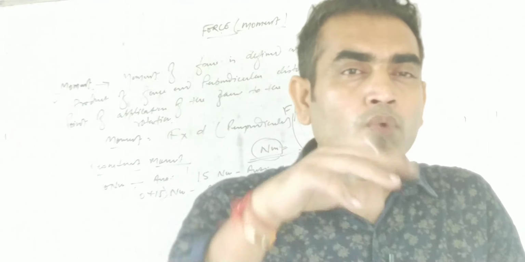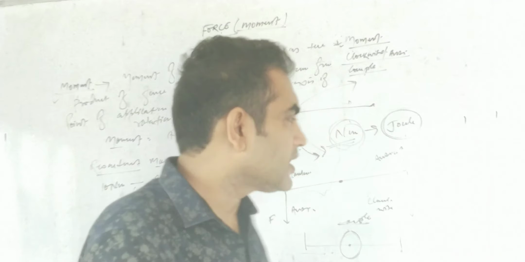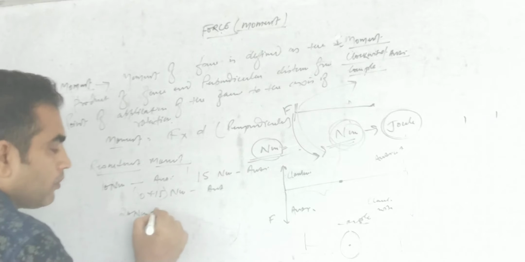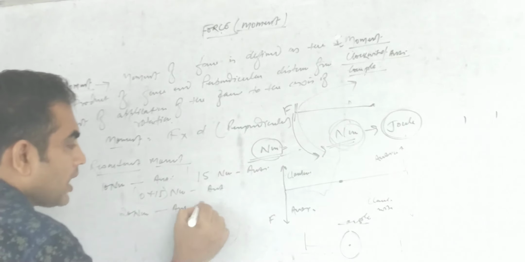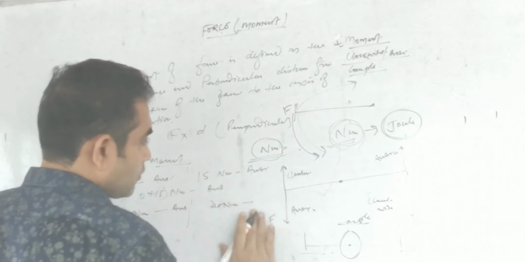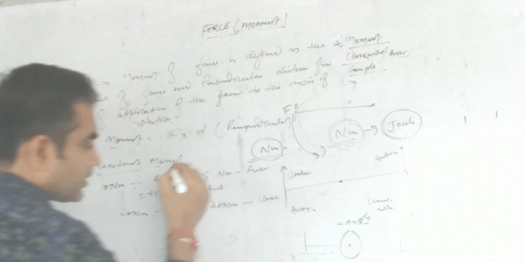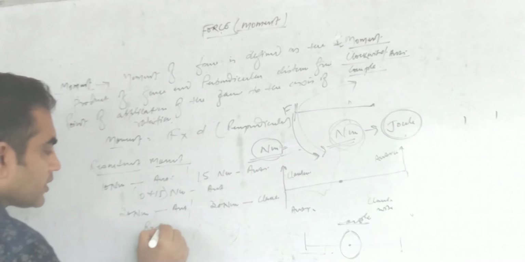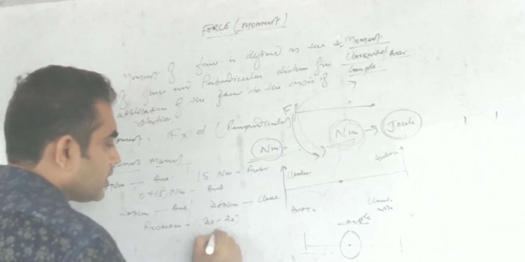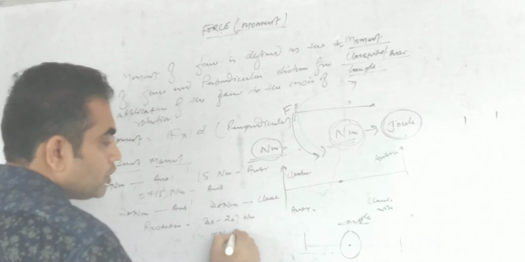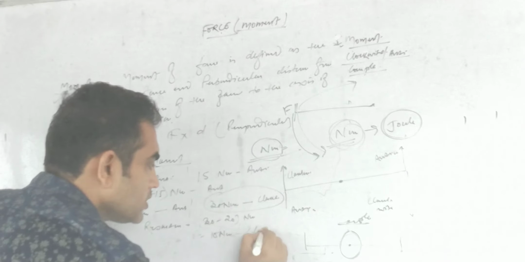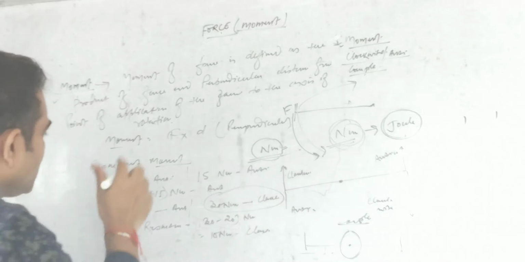But if the moments are in opposite directions, suppose we have a 20 Newton meter moment in the anti-clockwise direction, and the second one is a 30 Newton meter moment in the clockwise direction. Under that situation the resultant moment equals 30 minus 20, that is 10 Newton meter, and it is in the clockwise direction. So this one is the resultant moment.